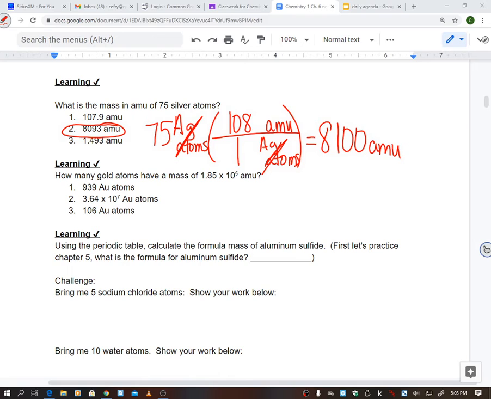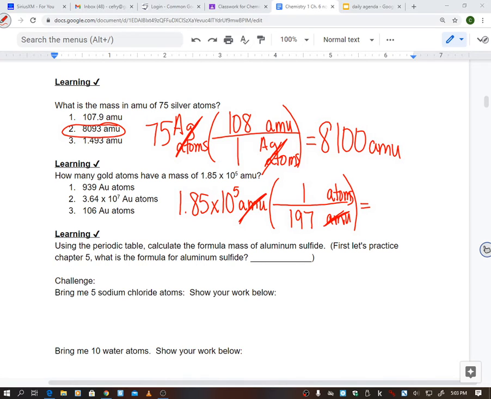All right, next learning check. How many gold atoms have a mass of 1.85? So I'm going to write down what they give me. That was the first step. AMU, so my mass, which means my mass then has to go on bottom. And I'm looking for atoms. Now this is gold, so I'm going to look at the periodic table. Remember, mass, always off the periodic table. Gold is approximately 197 atomic mass units for 1 atom. So this tells me I'm going to divide, right? These cancel out. So this is 939. So number 1.